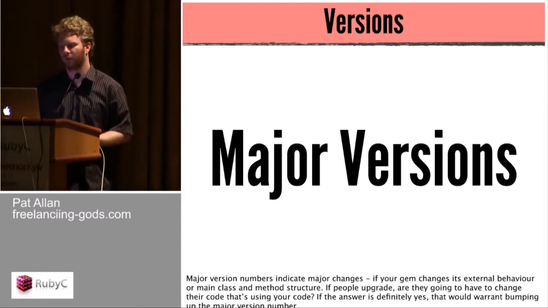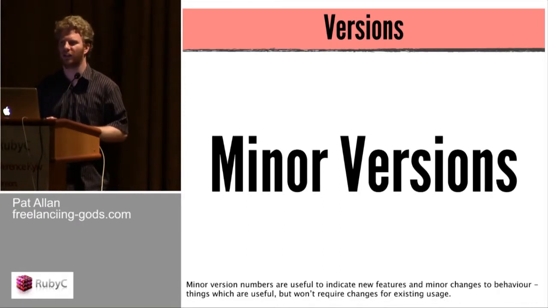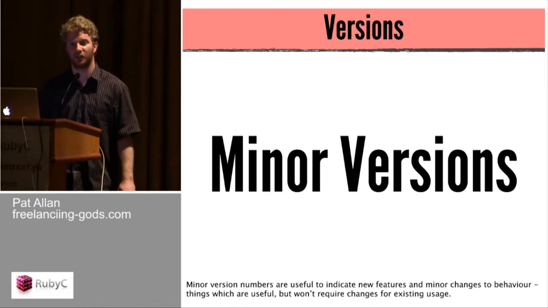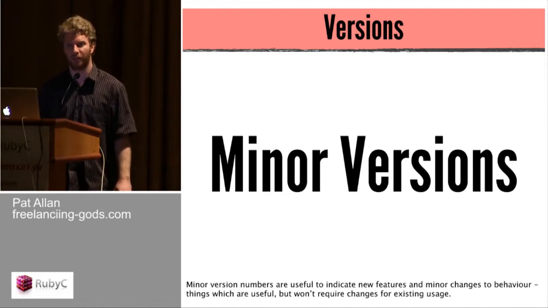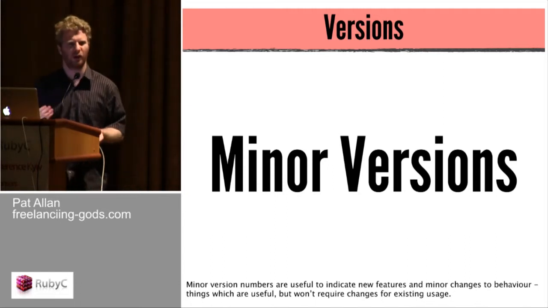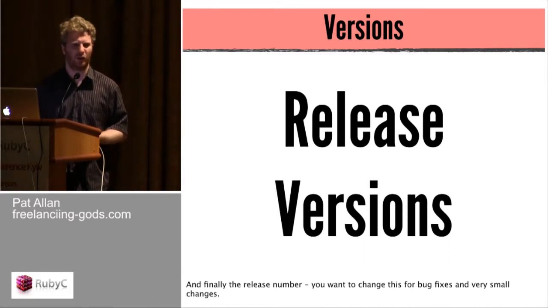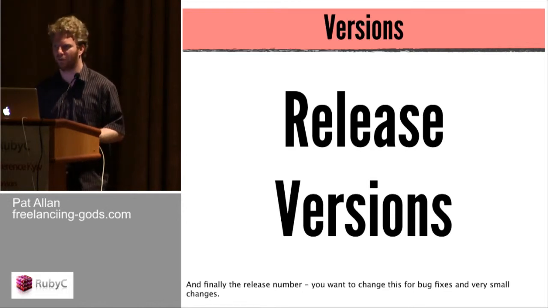However, if you've just added some features in, it doesn't really require any changes for those using your gem, unless they want to use those new features, but the core stuff remains pretty much the same, then you only really need to increment the minor version number. And then finally, there's the release number, and that's the one you only bump up when you've released some really small changes or some bug fixes, the small things.